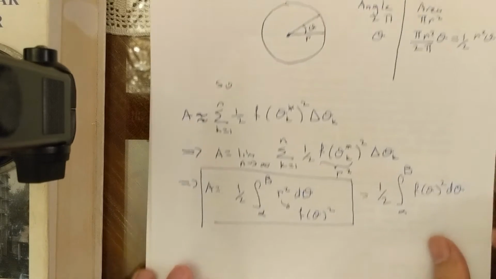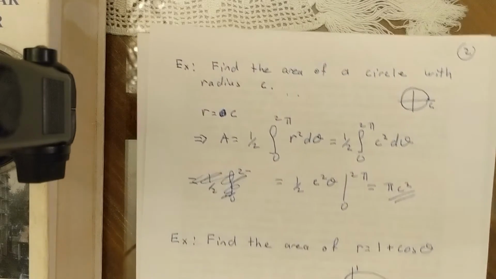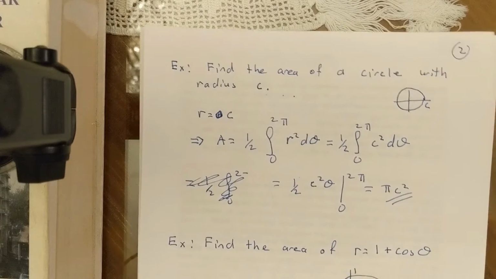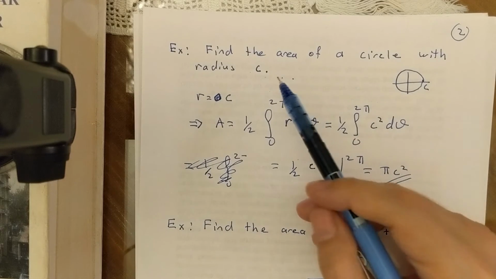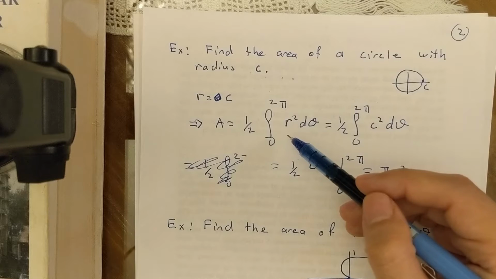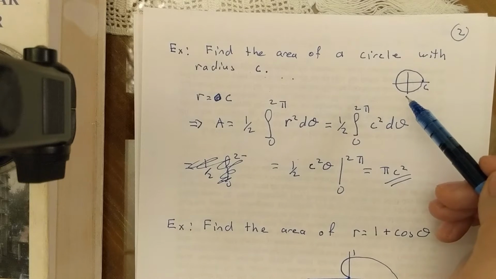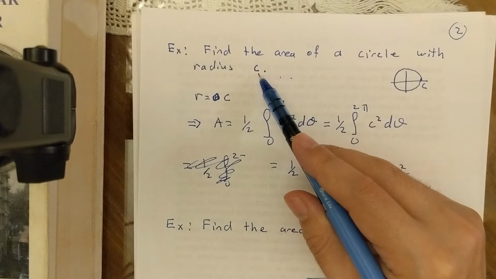Now, formulas are not much good if we don't apply them to some problems. So I'm going to start off really easy, and we're going to try to calculate the area of a circle with radius c. I didn't say radius r, I said radius c because remember r is the distance from the origin. It's not the radius of anything, although we frequently say radius for r. So I didn't want that to be confused.